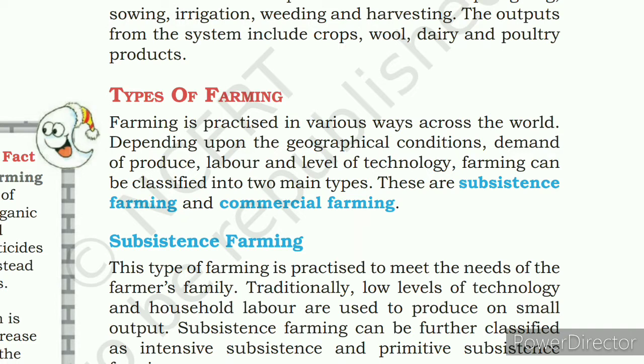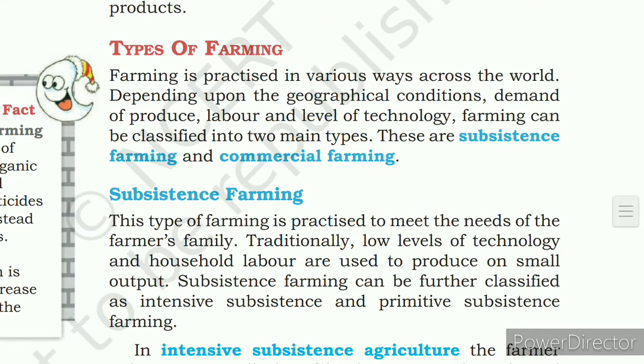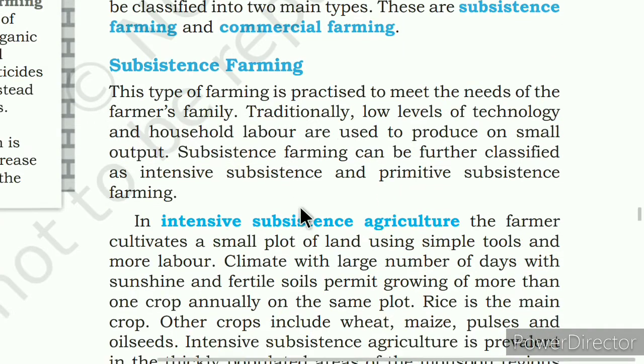Farming can be classified into two main types. What are they? One is subsistence farming and another is commercial farming. Two important highlights here. You can see that farming is classified into two main types: subsistence farming and commercial farming.